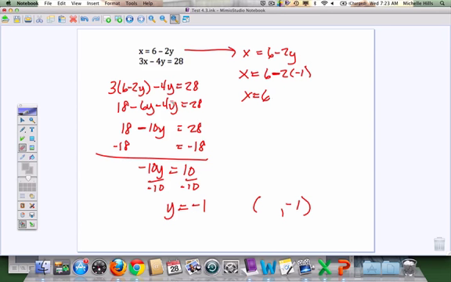So for mine, I don't treat it as a minus sign to begin with. I just say negative 2 times negative 1 is positive 2, and so I write plus 2. And so 6 plus 2 is 8. The point of intersection is the point 8, negative 1.